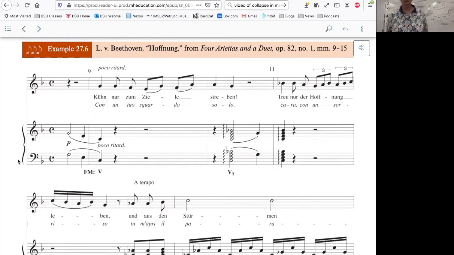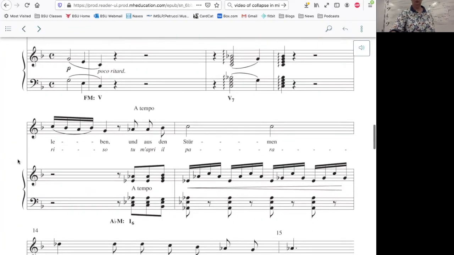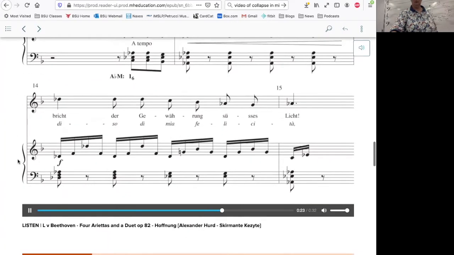Kühn nur zum Ziele streben, treu die Hoffnung leben, und aus den Stürmen bricht der Gewährung süßes Licht.